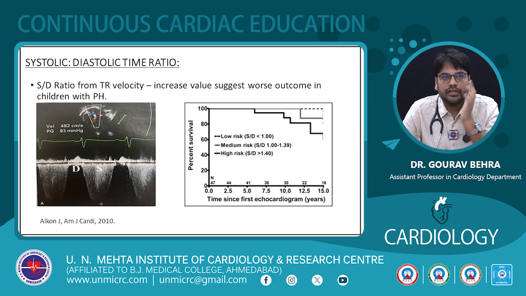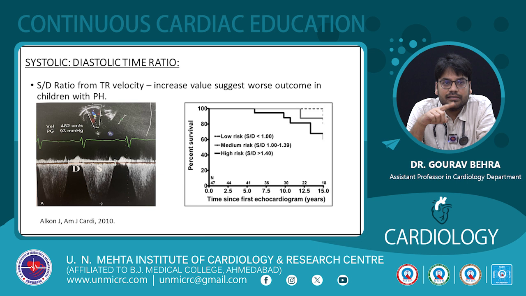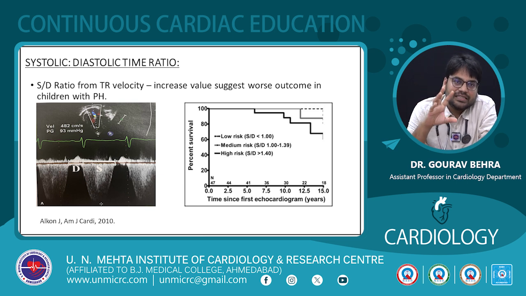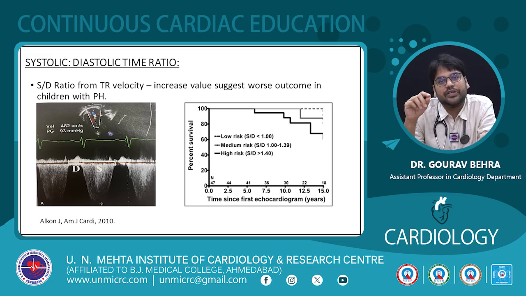There are certain other parameters like the systolic to diastolic ratio from TR velocity. You can see that there is a TR jet. TR, tricuspid regurgitation, is a pansystolic event. So when you make a ratio of systolic to diastolic duration, if the systolic to diastolic ratio is less than 1, the patient is at low risk. But as the S by D duration increases, like you can see here, if S by D is more than 1.4, the patient is at high risk.